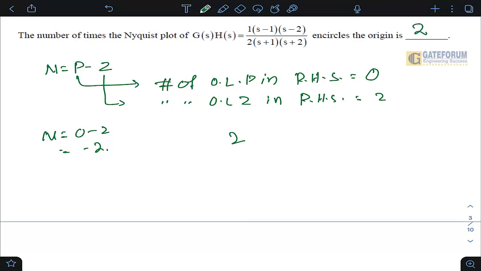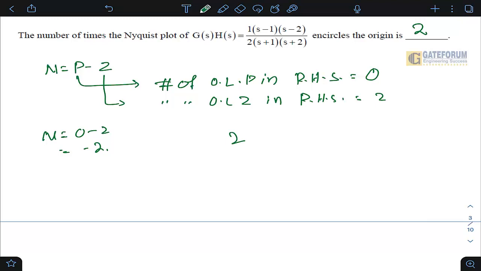So if you ask me, sir, what is minus 2? It means that it is encircling that origin twice in the clockwise direction. That is the meaning: for clockwise you have this minus sign, for anti-clockwise you have the plus sign. And this is true what I am saying if I assume the contour in the clockwise direction.